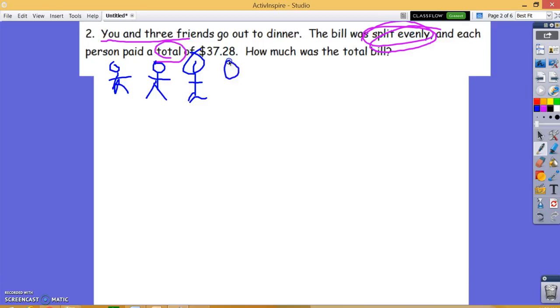Friend 1, friend 2, friend 3. I don't know why friend 2 has such a big head, but we like it. Okay. That's 4 people right there. So I'm actually going to annotate, and so are you. Annotate a little 4 right there. We've got 4 people out to dinner.